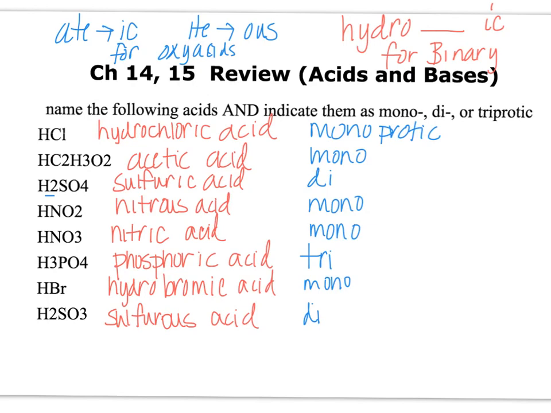hydrochloric acid. And then the second part of this was to tell me whether it was mono, di, or triprotic, and that protic is how many protons in the form of hydrogen does it have to give. And if you look, this one had 1, so it's mono. The sulfuric acid had 2, so it's di. And phosphoric acid had 3, so it's tri. And so that's pretty easy to pick out.